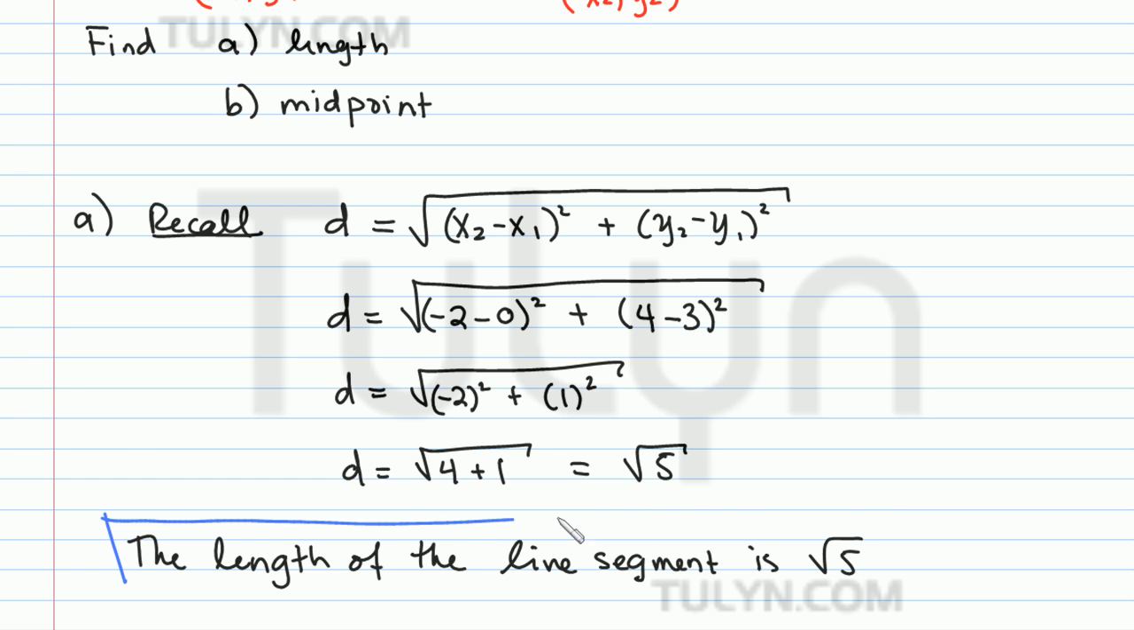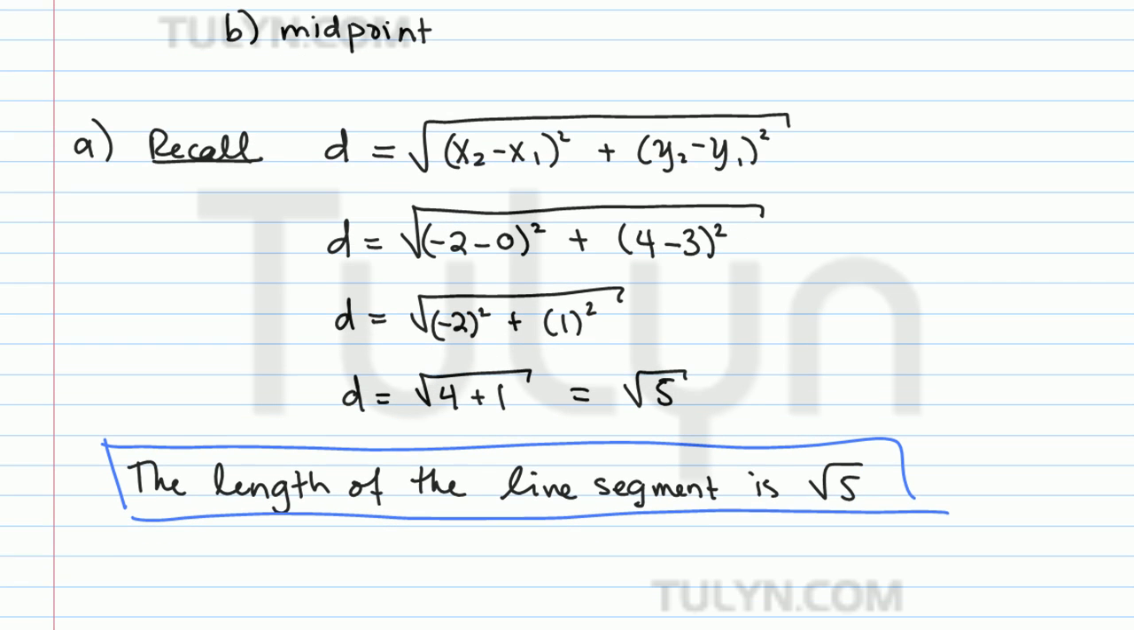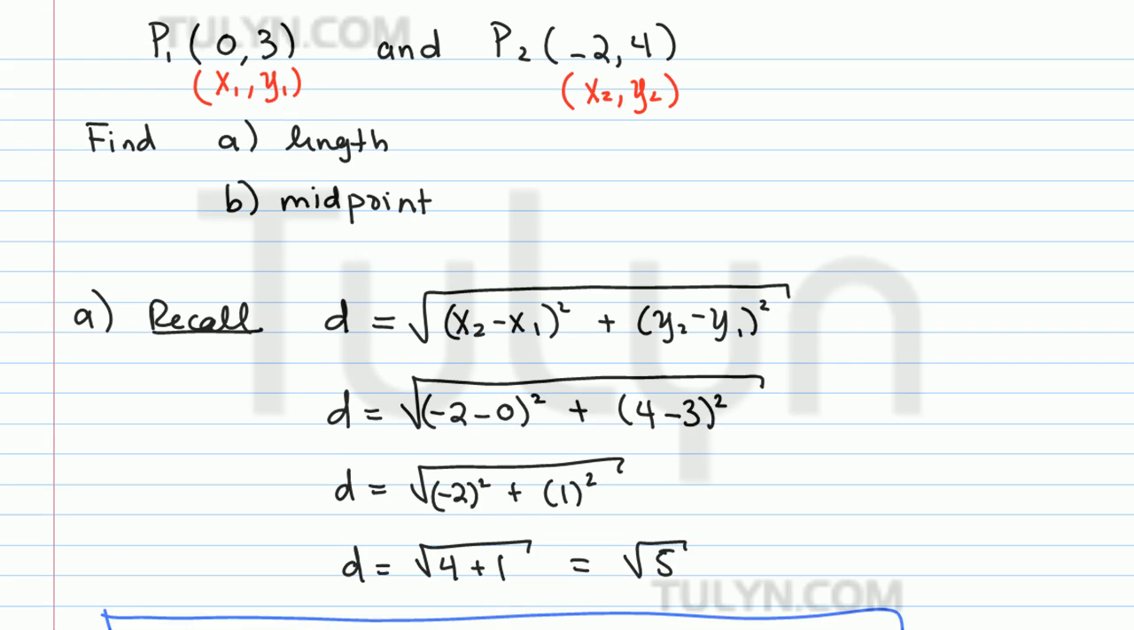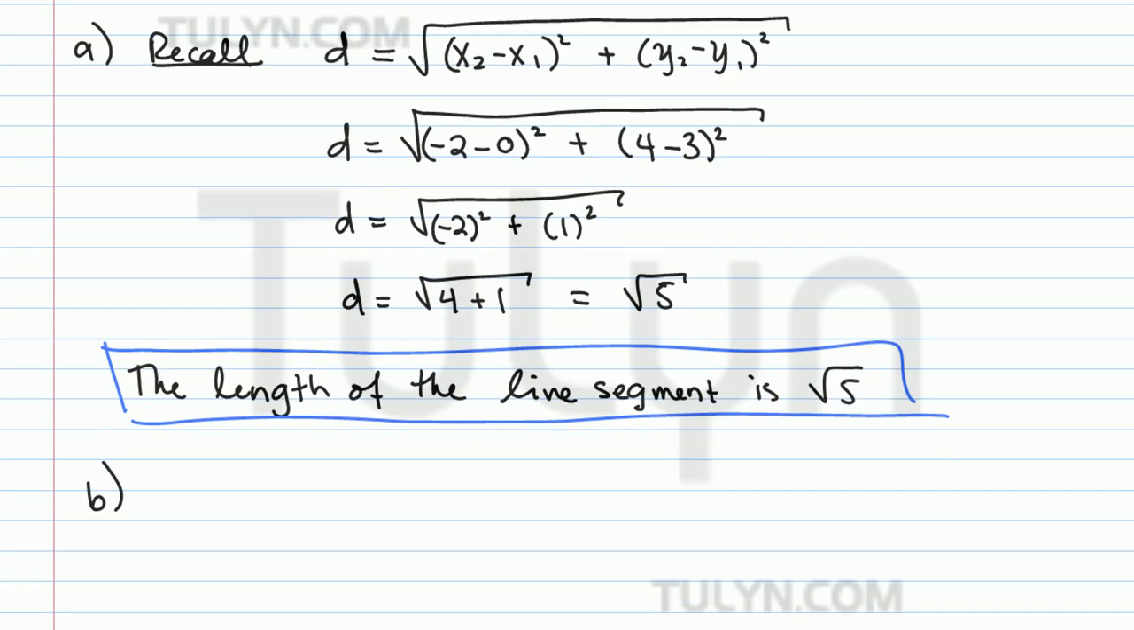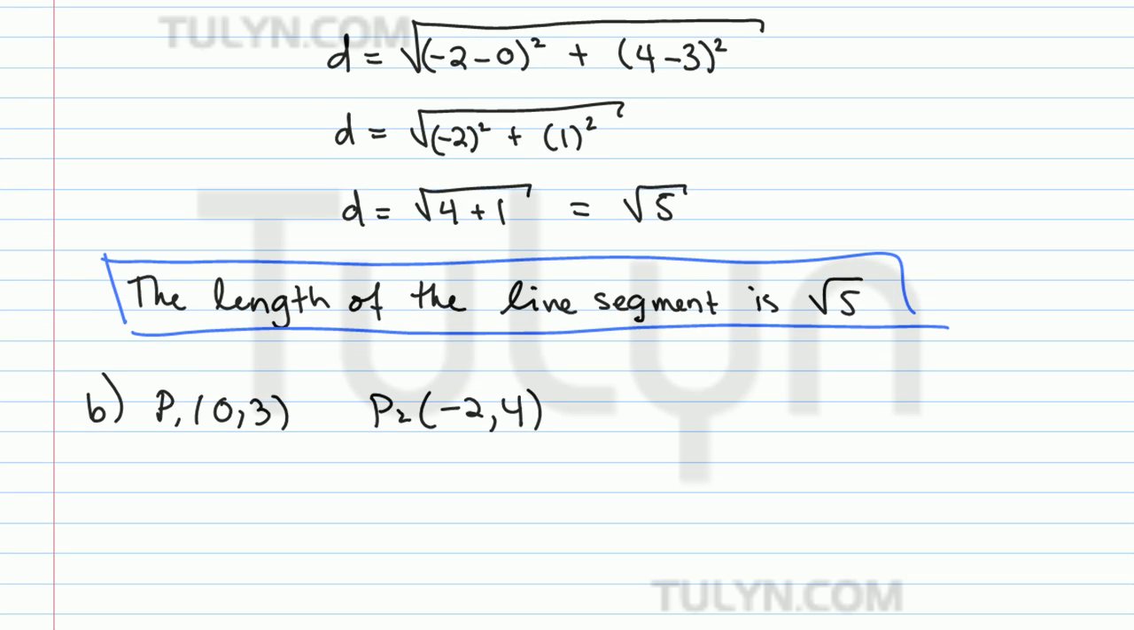So now let's solve B. For B we want to find the midpoint of these two points. Now, let me rewrite the two points. So (0, 3) and (-2, 4), right? P1 is (0, 3). P2 is (-2, 4). And now to find the midpoint, what you do is you take the averages of the x's and the y's.